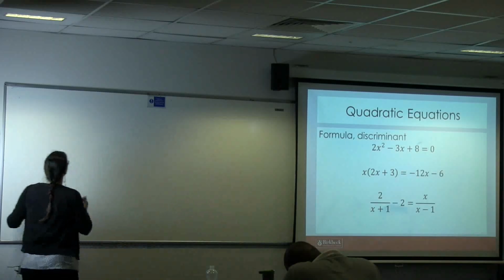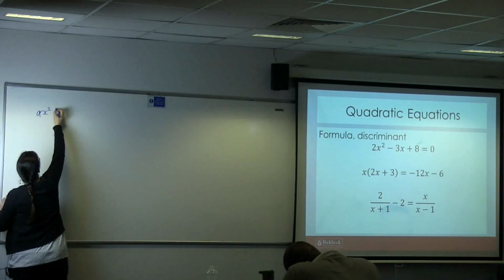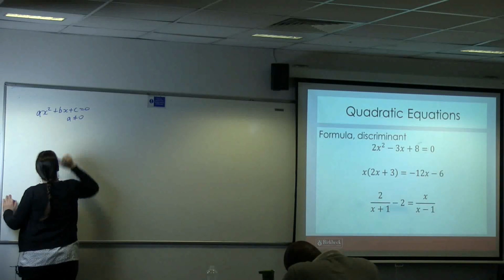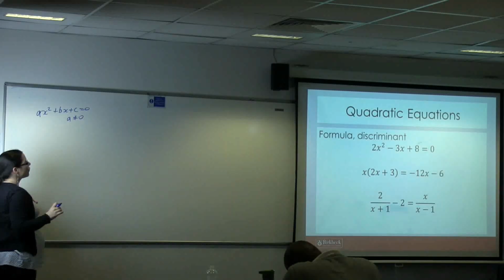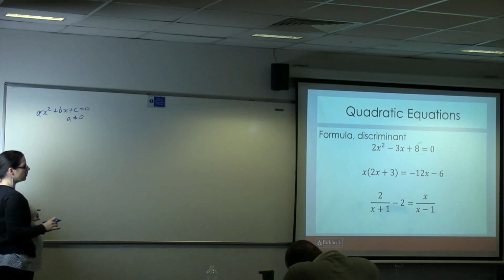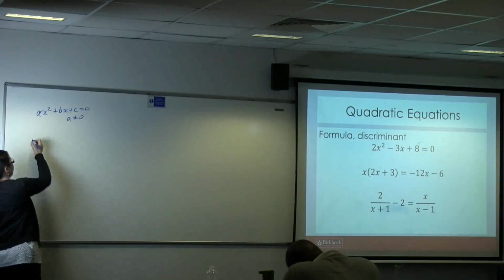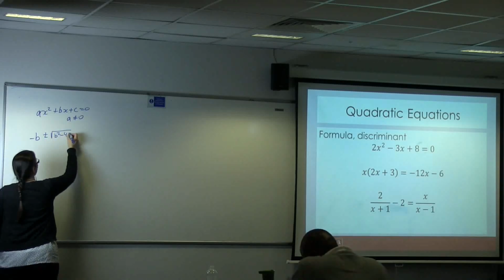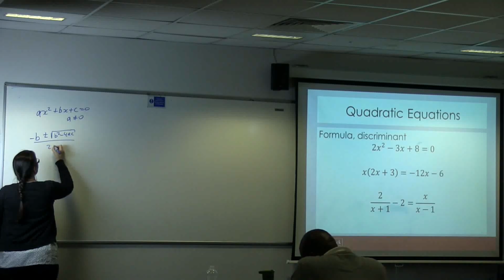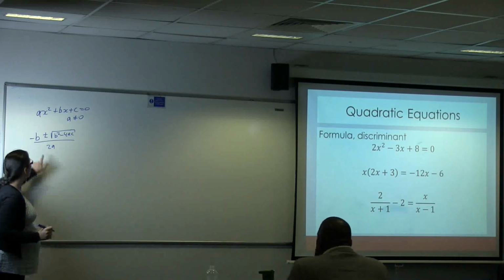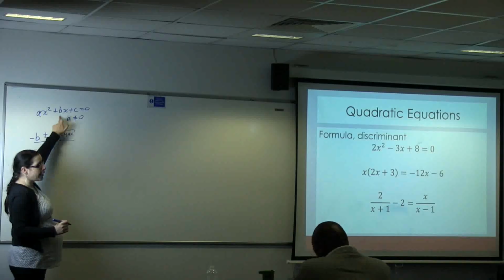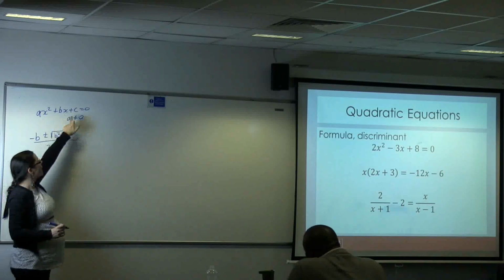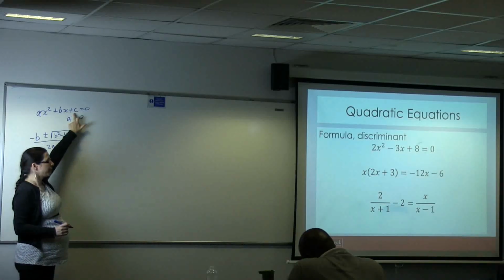So if I have got the general form of the quadratic equation, knowing that a cannot be 0, the solution for any quadratic equation can be found applying this formula: minus b plus minus square root of b squared minus 4ac over 2a, where b is the number in front of x, a is the number in front of x squared, and c is the standalone constant number.